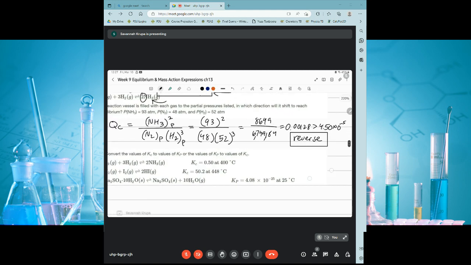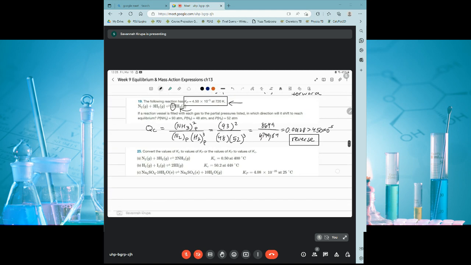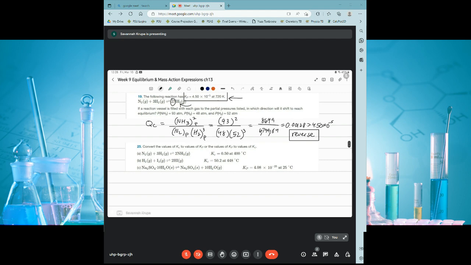So now let's move on to 25, and I'll leave that up there for a second if you're still looking at it. So 25 says convert the values of Kc to values of Kp, or the values of Kp to values of Kc. So we are working with 25a through c here. And so now let's write down the equation we need to convert these two values.